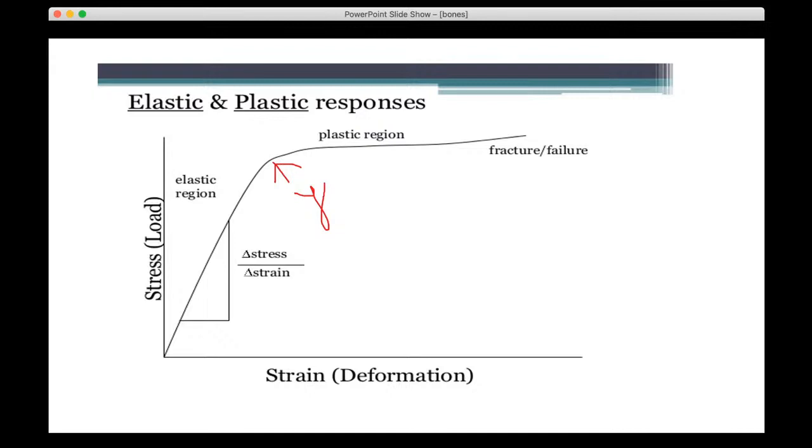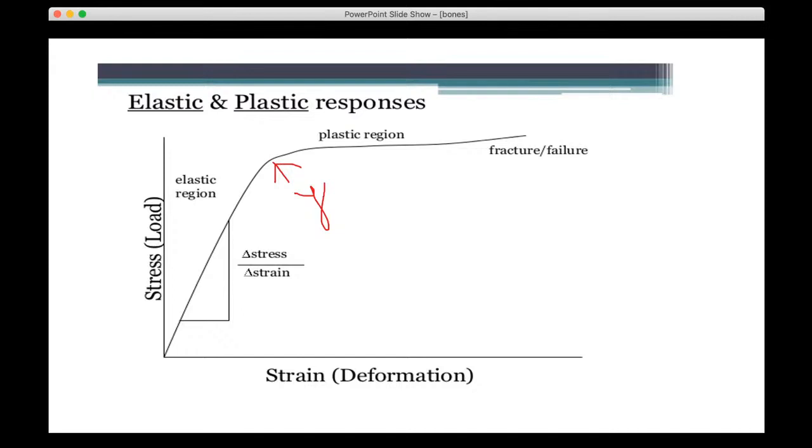After this is known as plastic region, and this means permanent deformation. If your stress crosses this line beyond Y, then it will lead to permanent disruption of your bone. Beyond Y, bone cannot restore to its original position. Okay, this please keep in mind.